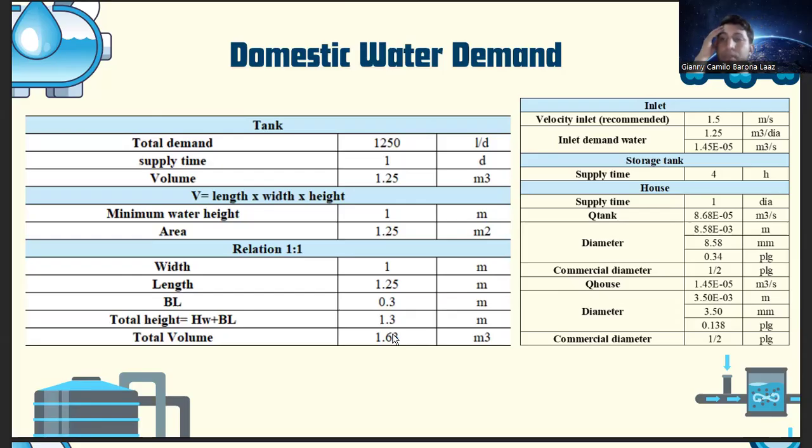It was 1.5 meters per second, and the inlet demand was 1.25 meters cubed per day. We have some data about storage tank supply time. In this case, it was for an hour. And for the house, we have the supply time, the Q tank, the diameter, the commercial diameter, the Q house and diameter, and the commercial diameter. We have all of those data on this table.